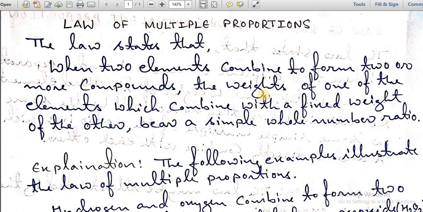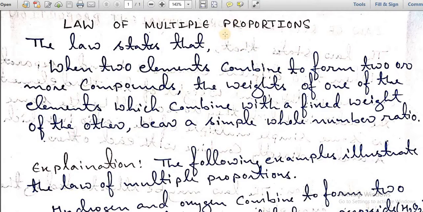Hello class 11 science. In our last class we discussed the law of conservation of mass, and after that we discussed the law of definite composition. Now today we are going to discuss the law of multiple proportion.